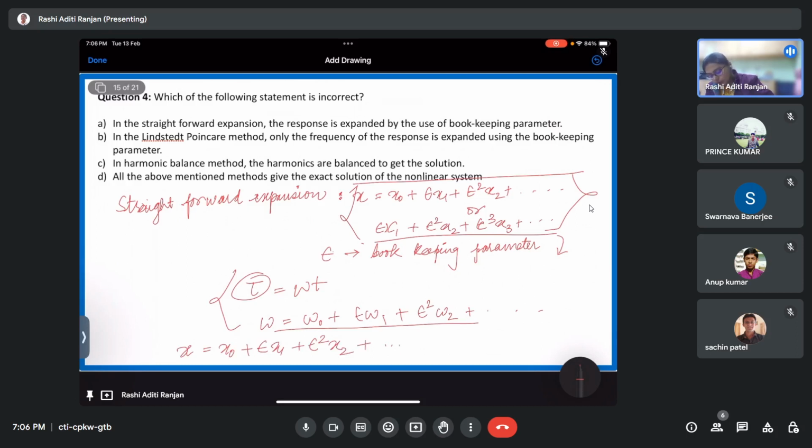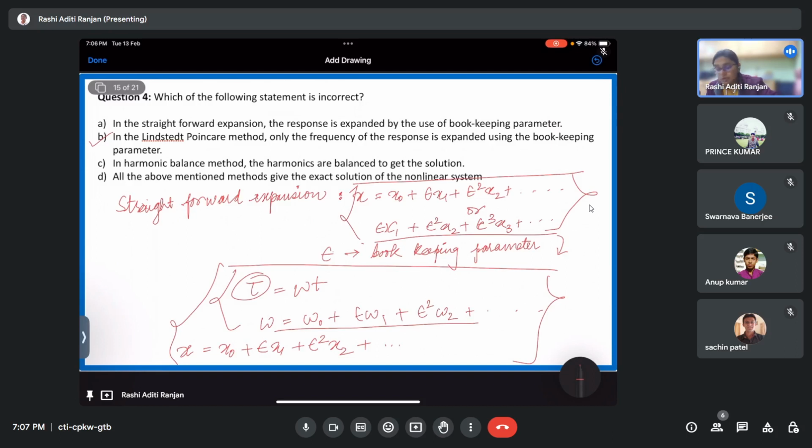Okay, we use all these three things in the Lindstedt Poincare method in order to find the solution of the system. So the statement that says that only the frequency of the response is expanded using the bookkeeping parameter is an incorrect statement. So this is the right answer.